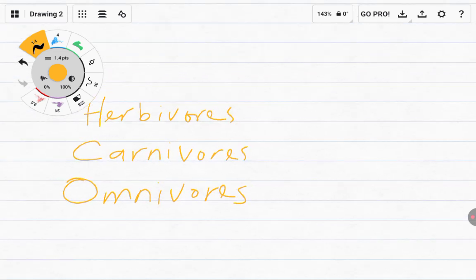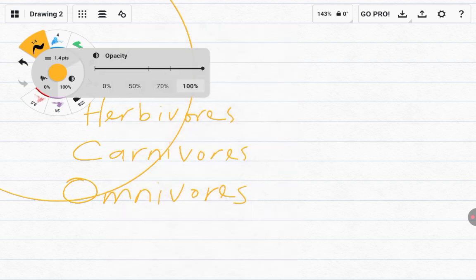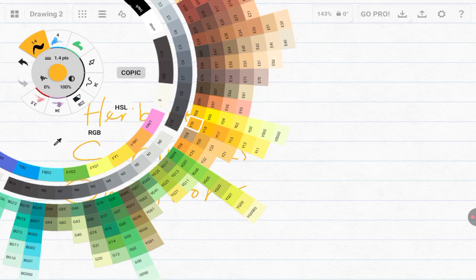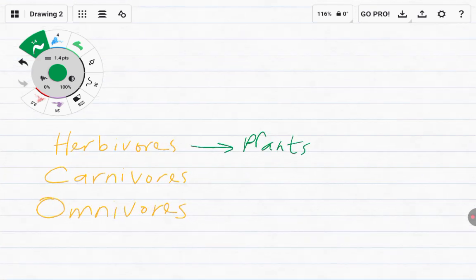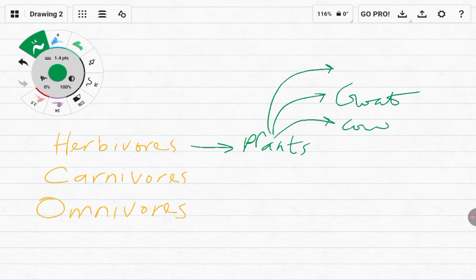So, what do these animals eat? These animals eat specific types of food. For example, herbivores only eat plants. So, can you think of any animal that eats only plants? Animals like goat, cow, horse, sheep. Those are examples of animals that eat only plants.